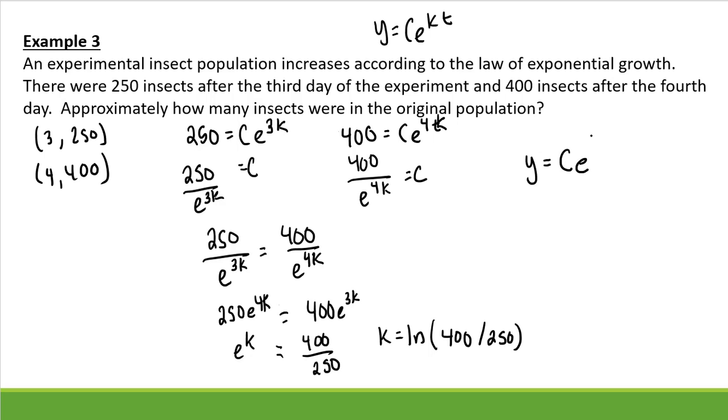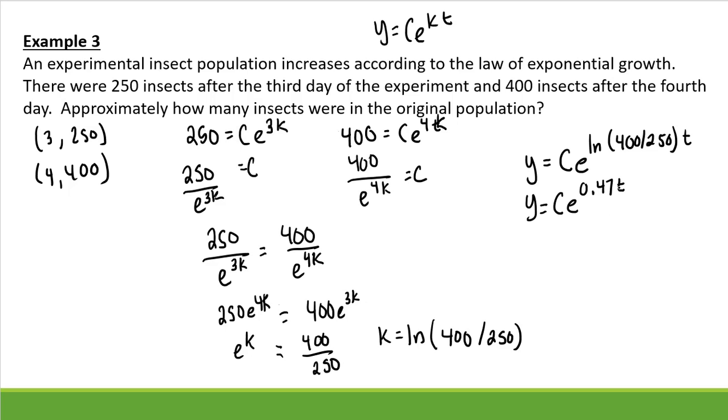And I'm looking for how many insects were in the original population. So I am looking for when t equals 0. So let's get a decimal approximation for our k. Oh, that is actually a point. So if I need to find my initial population, I'm kind of looking for c there. You have to use one of these points again. Let's use the first one.